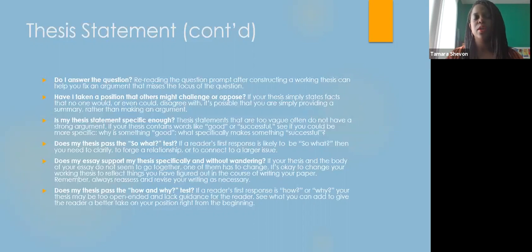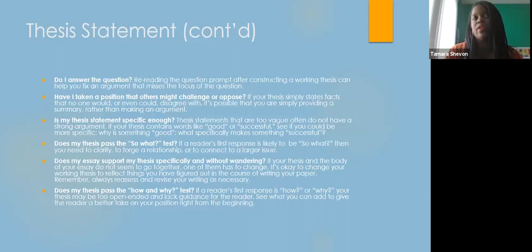If you say, yeah, pizza's good, that is not a very good thesis statement, okay? You want to say pizza is one of the best foods in the world, then that's a little bit more specific, because then you can talk about the reason why you consider it to be the best pizza in the world. So does my thesis pass the so what test?